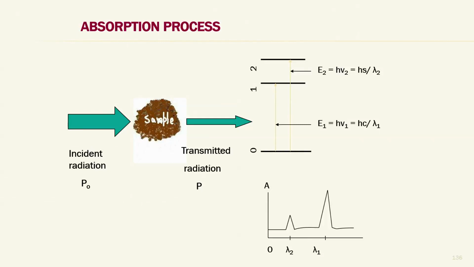So, that is emission. Now, absorption: here part of the energy is absorbed, and what comes out would be the transmitted radiation, and its intensity would be lower than the incident radiation P naught. Again I have similar energy levels 0, 1 and 2. I have E1 equal to h mu 1, that is equal to hc by lambda 1. E2 is this, and the differences between these are represented as two peaks corresponding to those transitions.